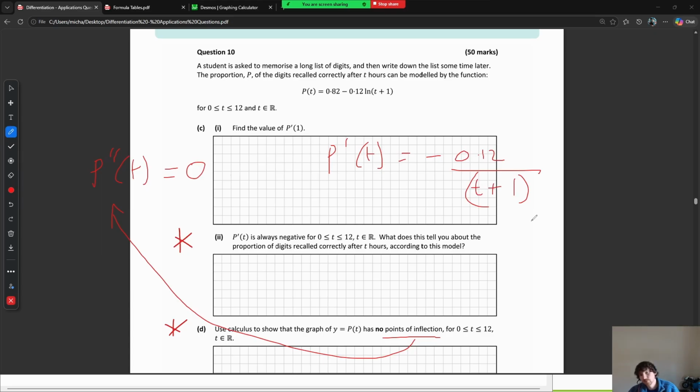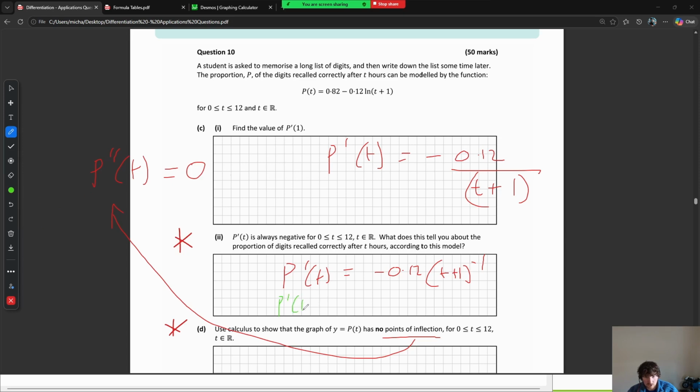T plus 1. So you don't need a quotient rule for this. The reason you don't need a quotient rule is because it's just a number on top. So what you can do is rewrite your p dash t here as minus 0.12, bring the bottom up and say it's to the power of minus 1. You can take your derivative like this.